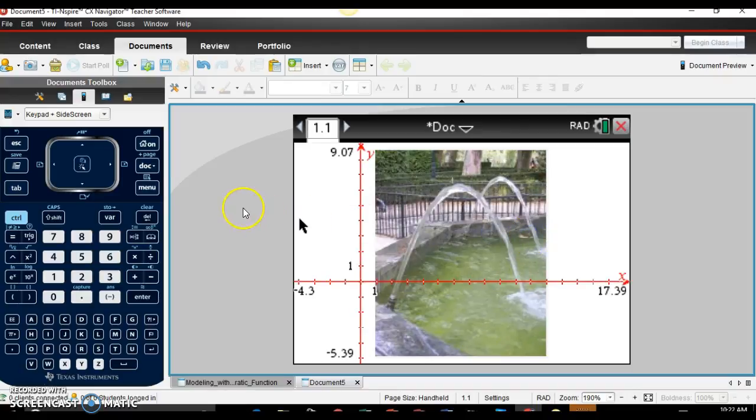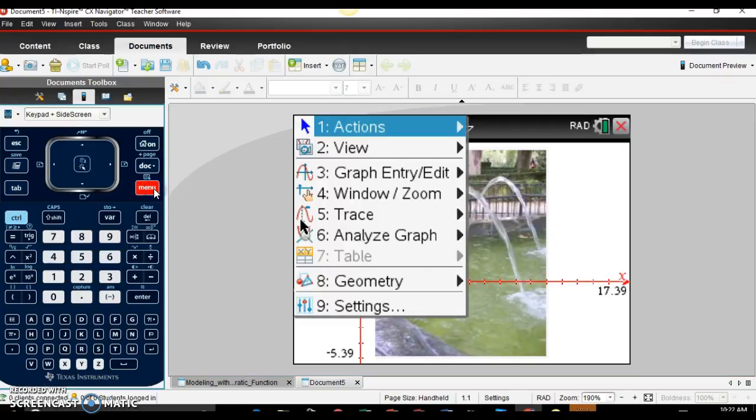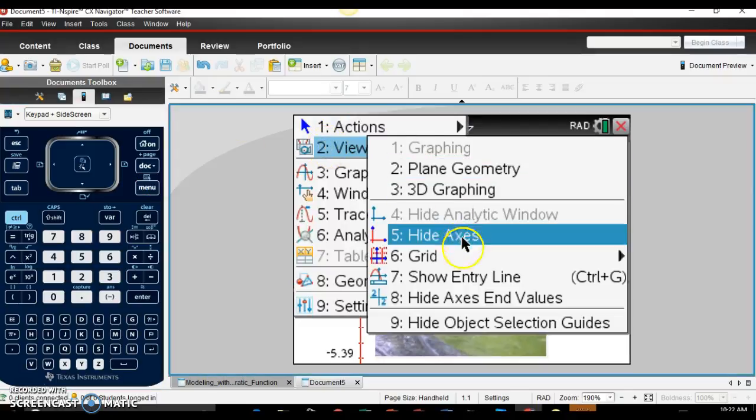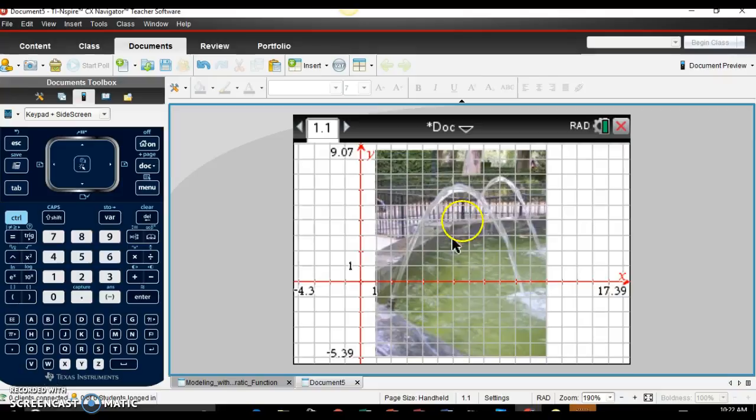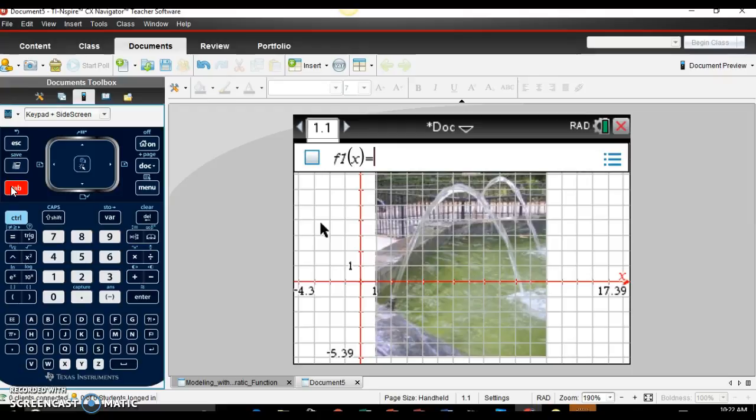And now I can do what I did earlier. I can go to menu, go to view, go to grid, and then I could put either a dot grid or a line grid. I like line grid because it looks like a coordinate plane. And then you could send this as another assessment. And the good thing with Inspire is you can send this wirelessly, or you can upload it to their Inspire from a docking station straight from your teacher workstation. And then they can attempt to get the equations that make sense for this situation.